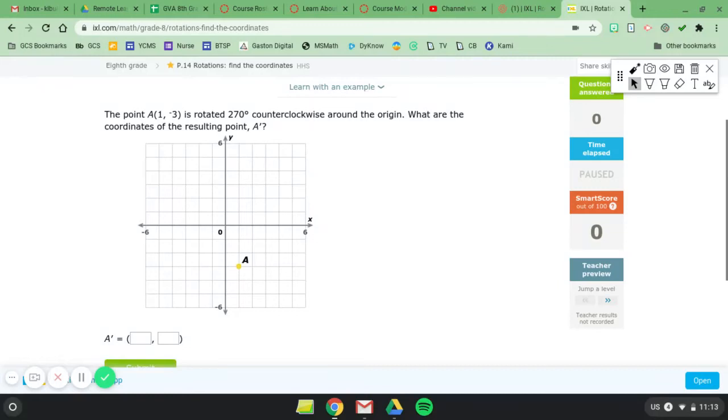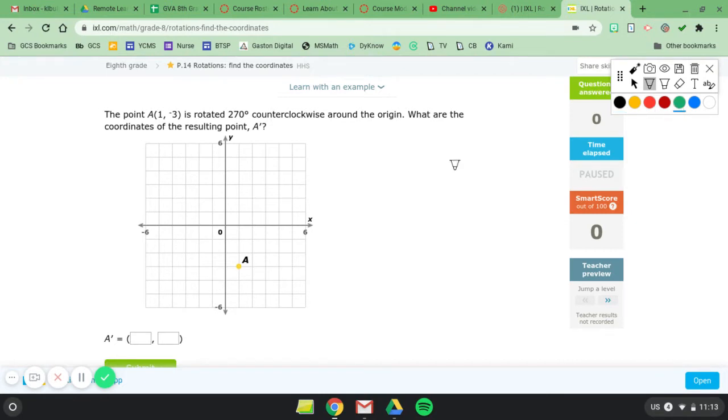IXL 8th grade section, 8th grade math, P.14 rotations. So this is finding the coordinates. When you're given a pre-image or a point to start with, and then you're given the rotation, you're just typing in the coordinates for the rotation that you've been given.